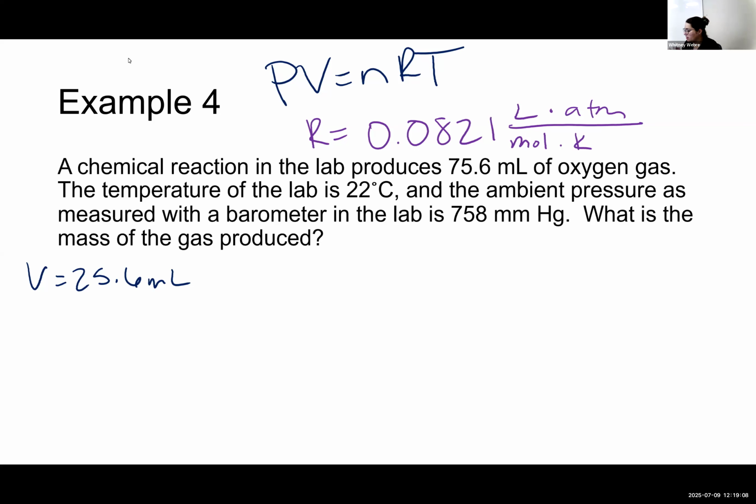So first, go from milliliters to liters. To do that, you just divide by 1,000, or using dimensional analysis, make sure my units cancel. I would just move my decimal place over 3 times: 0.0756 liters. Temperature, 22 degrees Celsius, same concept. If the R constant uses Kelvin, I need to make sure that my temperature is also in Kelvin.